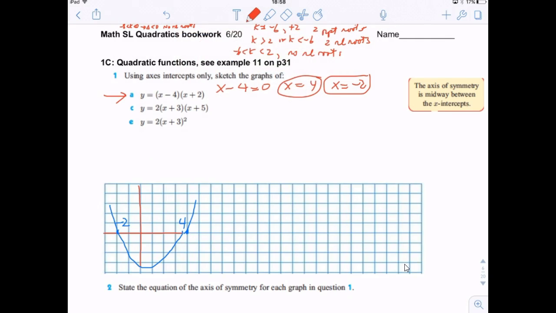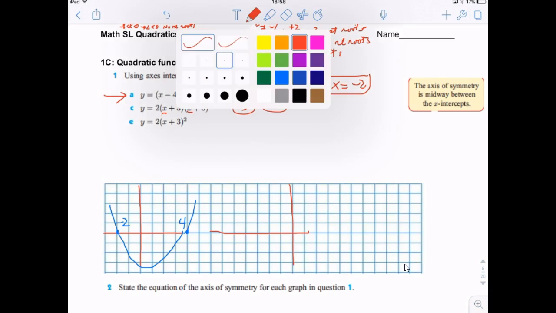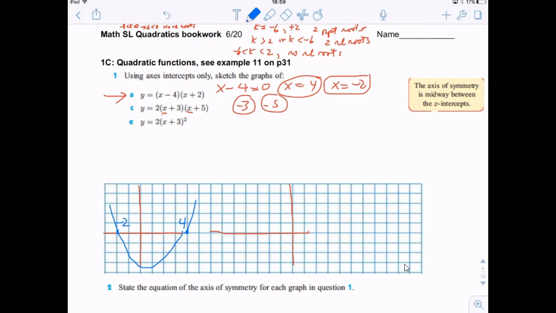The next one has x equals negative 3, right? That's one of the roots, and the other one is negative 5. So let's see, I'm going to draw the axes like that. And then the parabola is going to cross at x equals negative 3 and negative 5. It's going to look kind of like that, right?